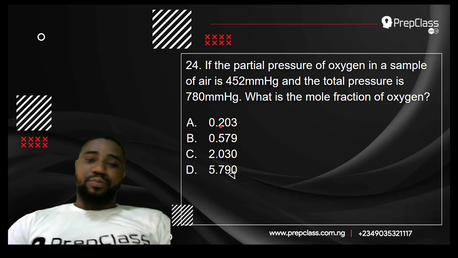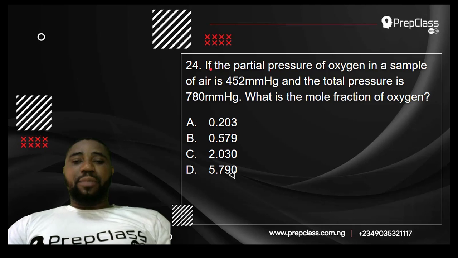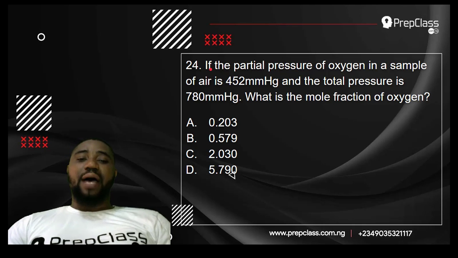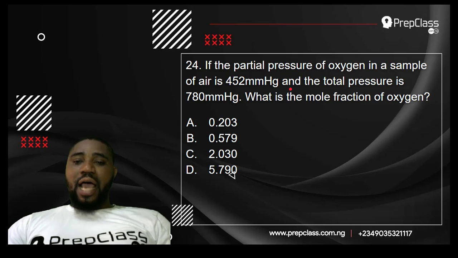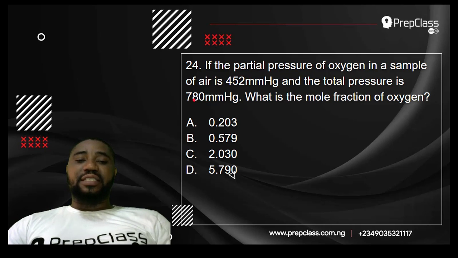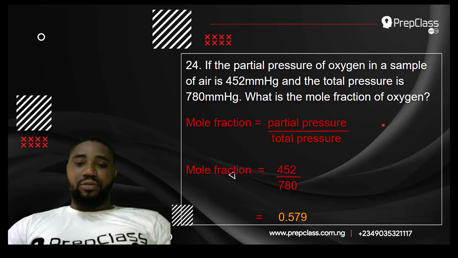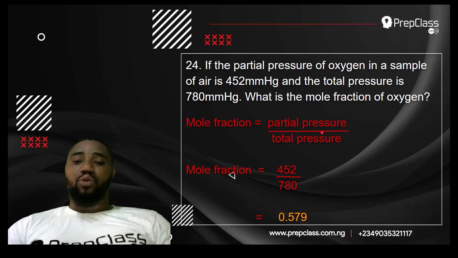Question number 24. If the partial pressure of oxygen in a sample of air is 452 millimeters mercury, and the total pressure is 780 millimeters mercury, this mmHg means millimeter mercury, is a unit for pressure. What is the mole fraction of oxygen? Very simple. Mole fraction equals partial pressure all over total pressure.